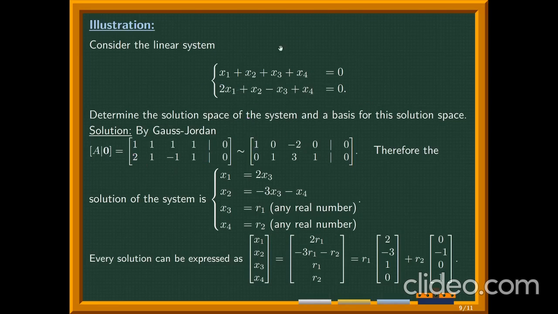The augmented matrix of this homogeneous linear system is as shown here, and by Gauss-Jordan reduction, we find that the augmented matrix is row equivalent to this matrix in reduced row echelon form, and from this we see that the system has infinitely many solutions, given by x1 equals 2x3, x2 equals negative 3x3 minus x4, and x3, x4 are parameters. Okay, because columns 3 and 4 do not contain a leading entry of any row, and so the variables associated with these columns are free variables. Those are x3, x4.